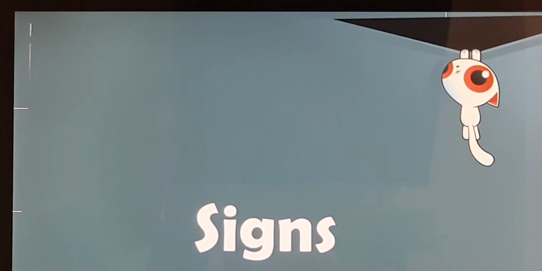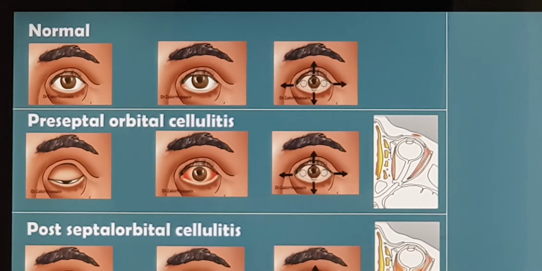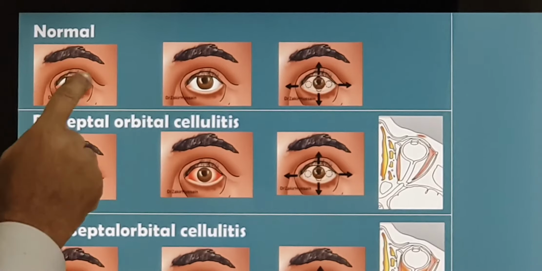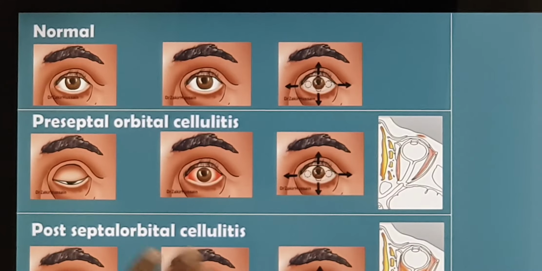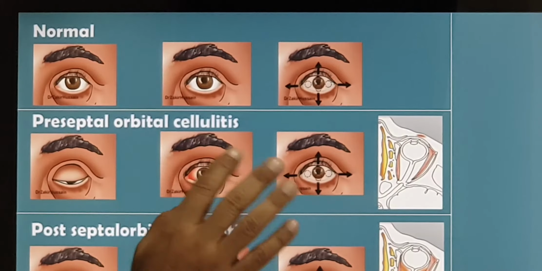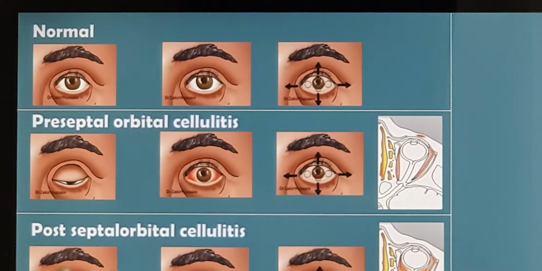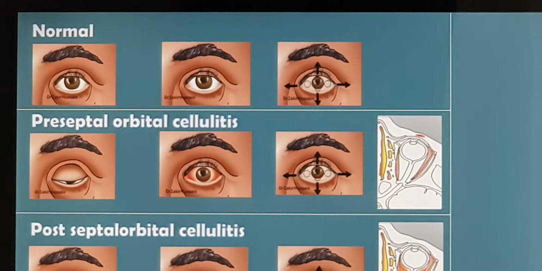Now, examination specific to the eye. This depends upon the stage. So let me tell you stage by stage so that you can understand better. To start with, the normal. Normally the eyelids will be normal, the conjunctiva will be velvety or red in color, and the sclera will be white, more so in females and in children also, and eye movements will be normal. That is about a normal condition.